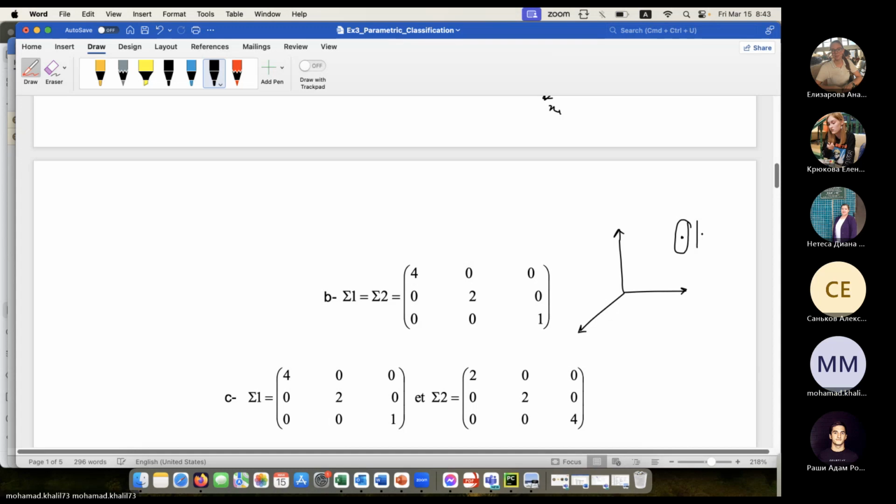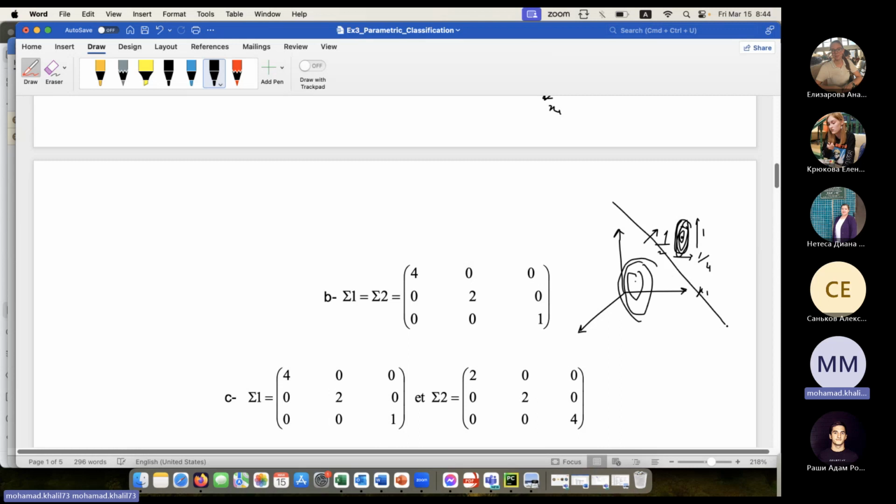Here it is 1, and around x1 it is 1 over 4. Around x2, in the deeper direction, it is 1 over 2. So you can imagine that this is an ellipsoid, something like that. And here it is the same: the ellipsoid is the same around 111.